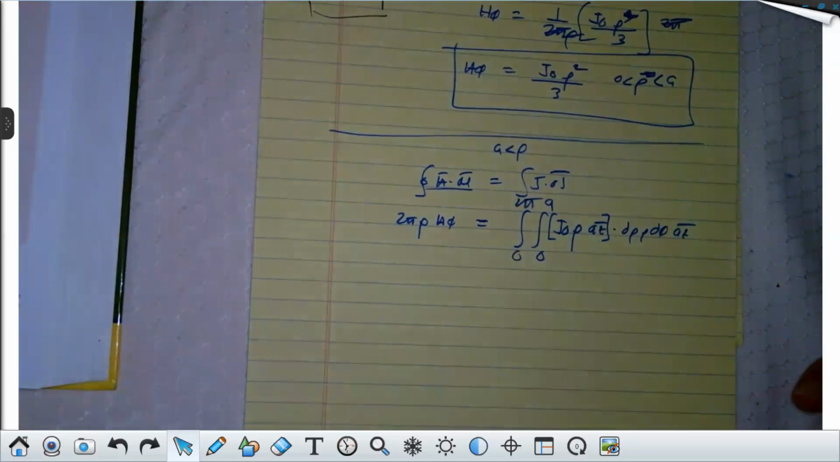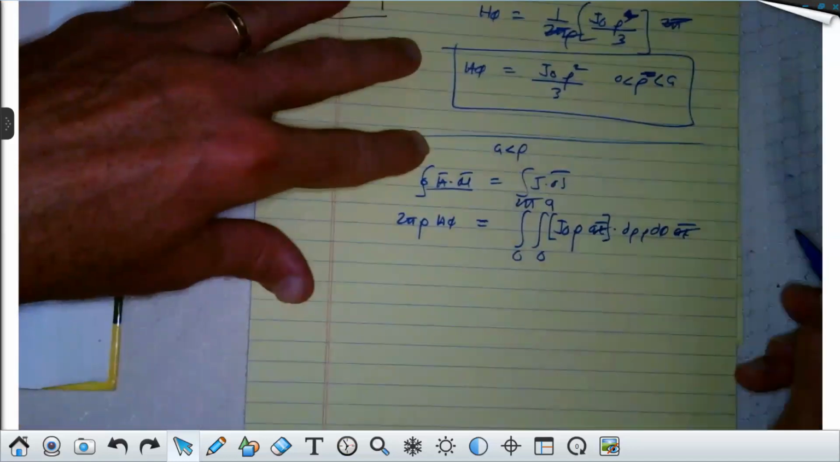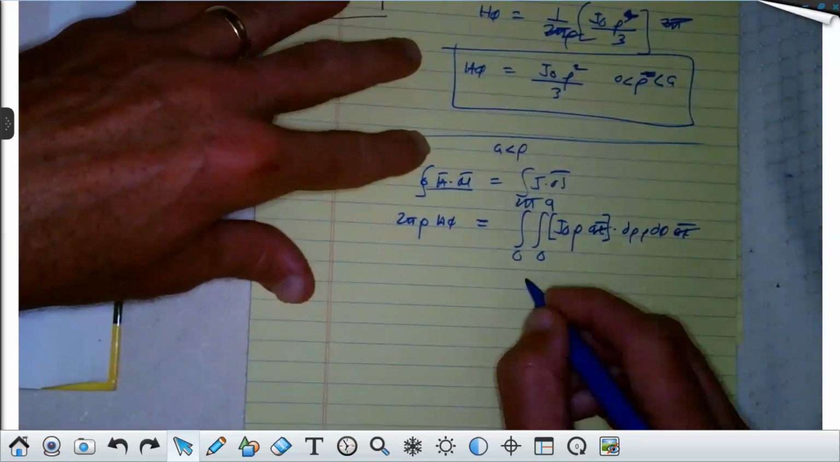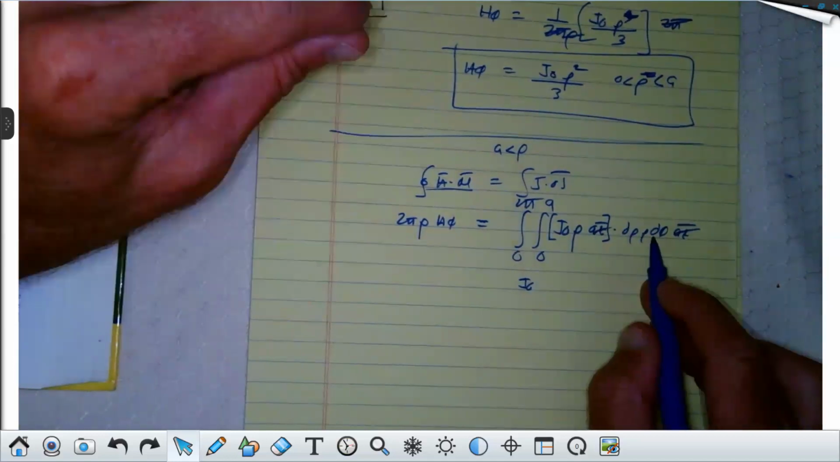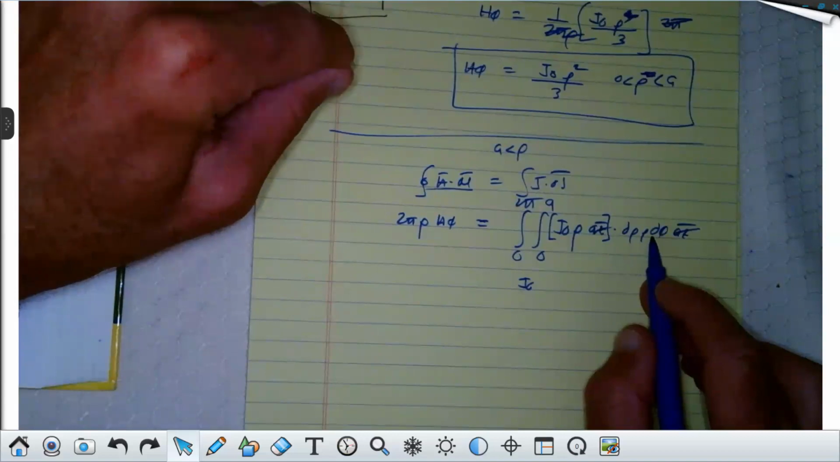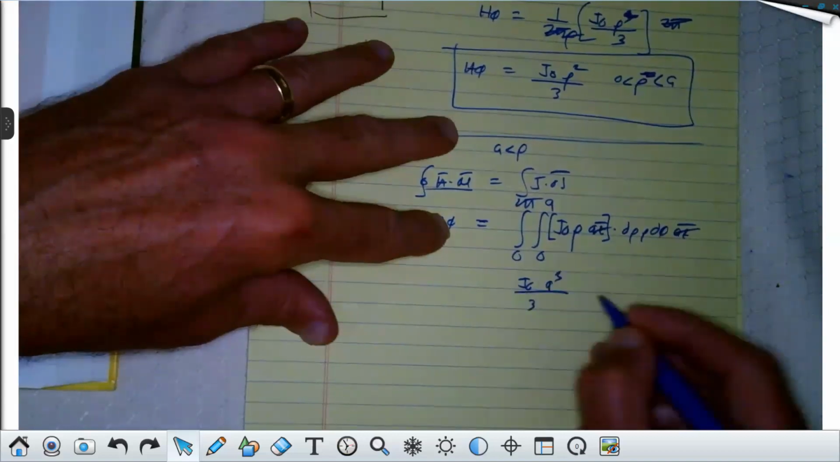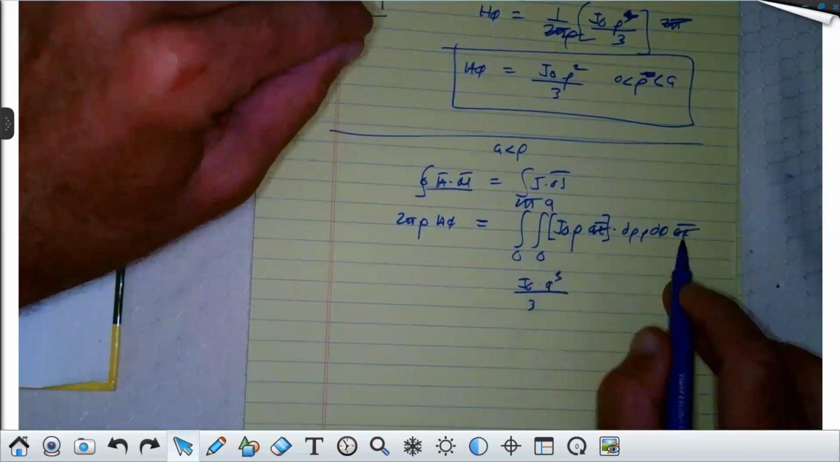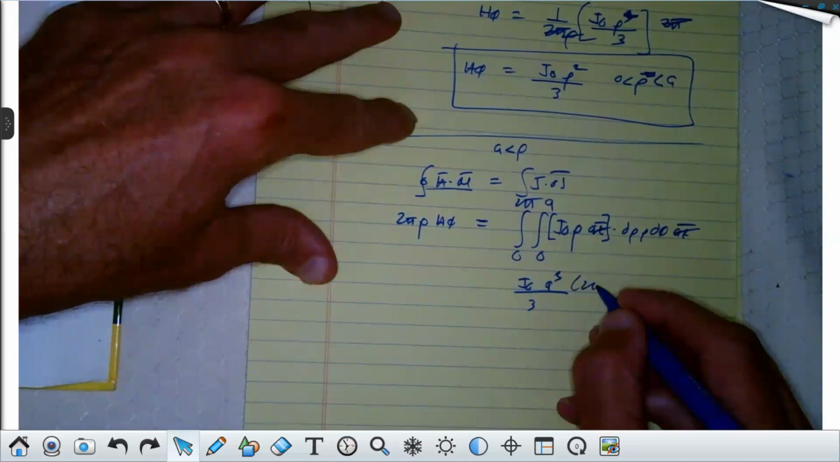Now, you can see what's going to happen: az dot az is 1. I end up with j naught out in front. I get rho squared integrated as rho cubed over 3, and I evaluate it from 0 to a, so we get a cubed over 3, right? And when I integrate d phi, I get phi from 0 to 2 pi, which is just 2 pi.